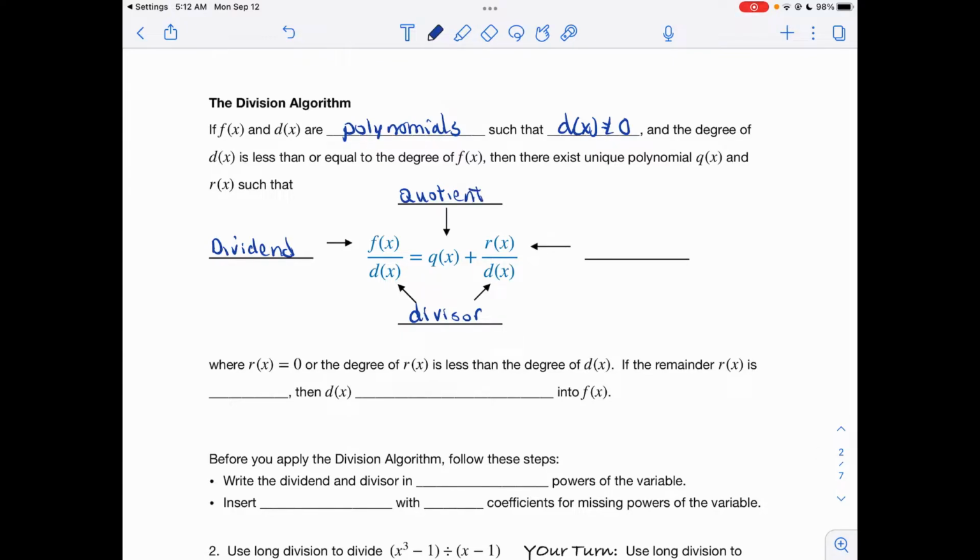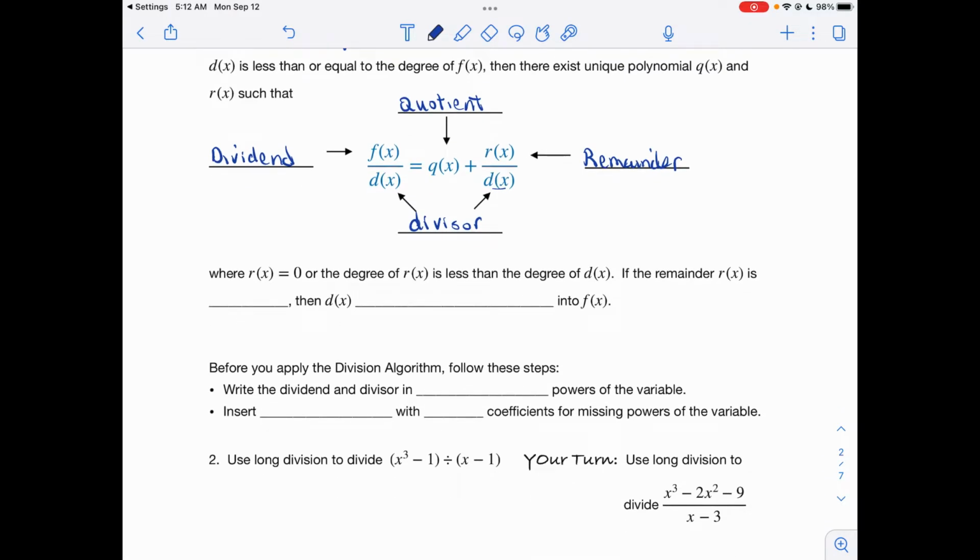If we get a leftover, last time we had a remainder of 0, but if we have something that's left over, it's called our remainder. And how do we write our answer? We write our quotient plus our remainder divided by our divisor. So we will have that fraction left over, and we make a fraction.